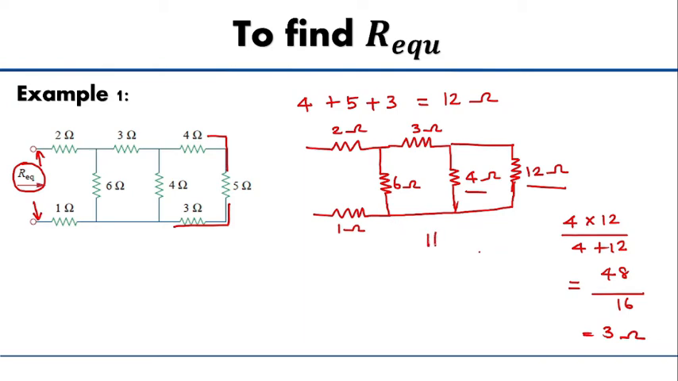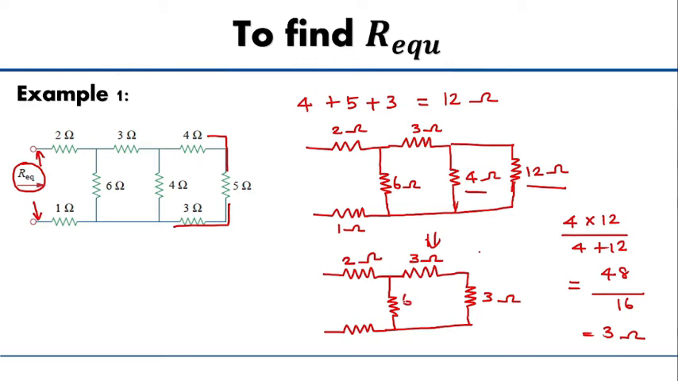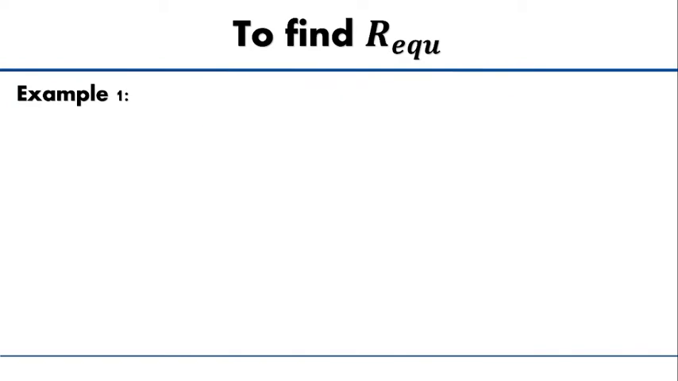Now, again this circuit becomes a 2 ohm, a 3 ohm and at the end a 3 ohm. So this is 3 ohm, this is 2 ohm, 6 ohm and 1 ohm. Now again these two are in series, which gives you 3 plus 3 equal to 6 ohm. Therefore the circuit becomes 2 ohm, 1 ohm, 6 ohm and another 6 ohm.